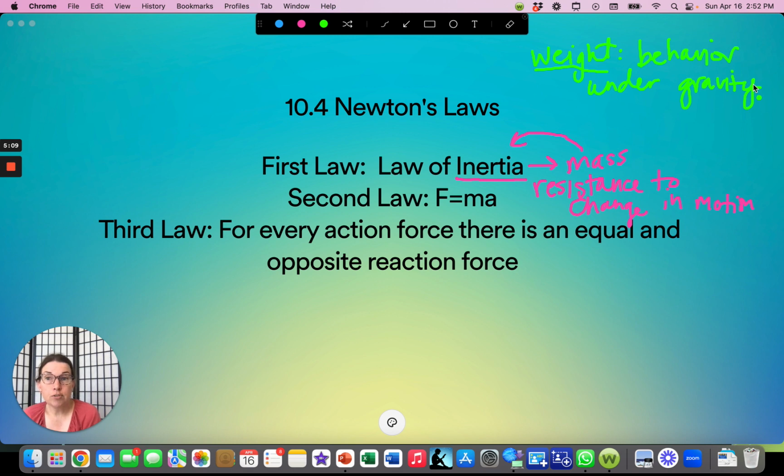All right, so that's Newton's first law. I've already explained Newton's third law in a different video. For every action force, there's an equal and opposite reaction force. So if I am pressing on this table right here, the table is pressing back up at me.